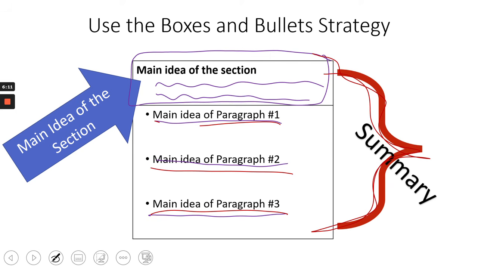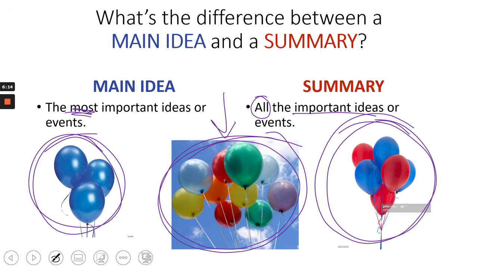So this is the big idea I want you to see, and I'm even going to go back to my balloon slide. The big idea is that a main idea is the most important ideas or events. The main idea is smaller. A summary isn't just the most important events, but it's all the important events. This is the big idea that I want you to understand today. Tomorrow, I'm going to show you how to do that.